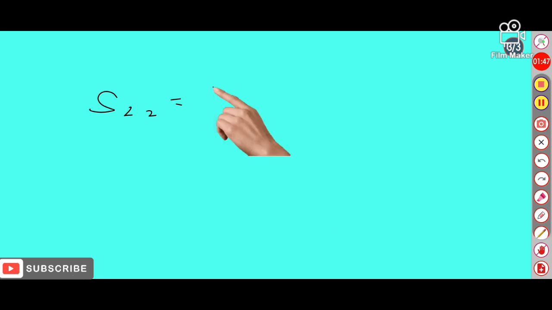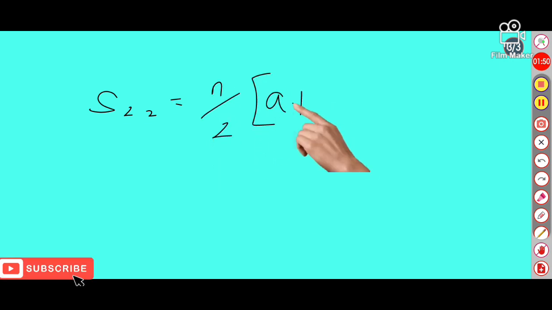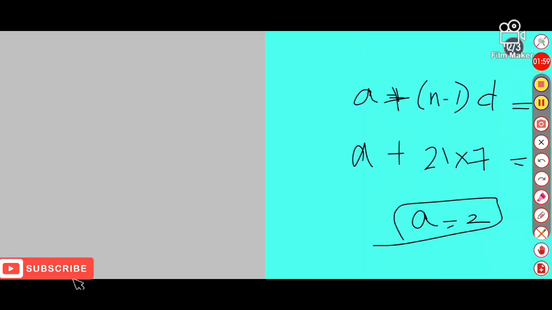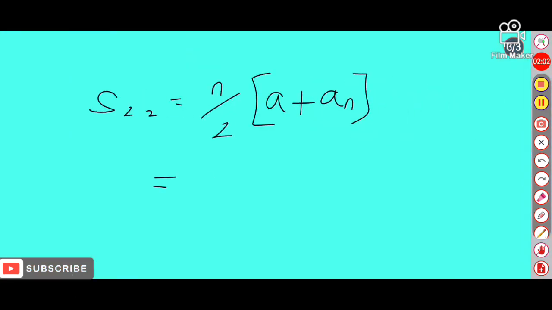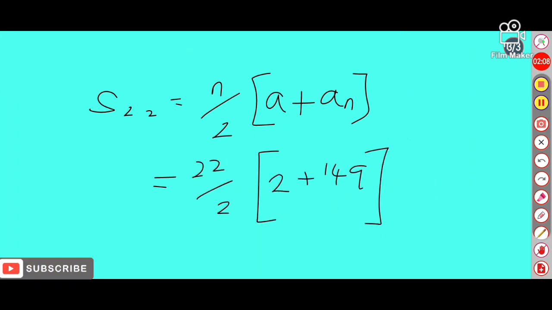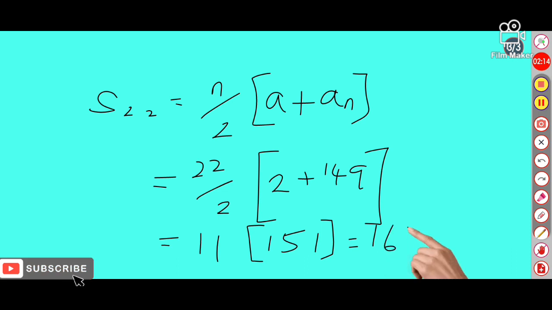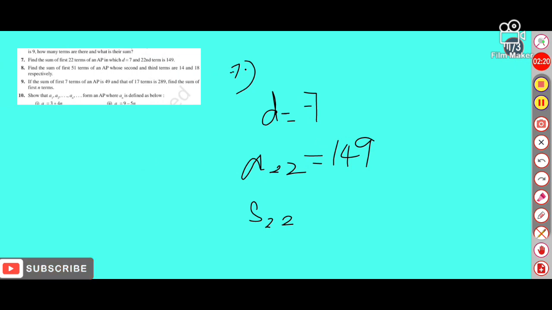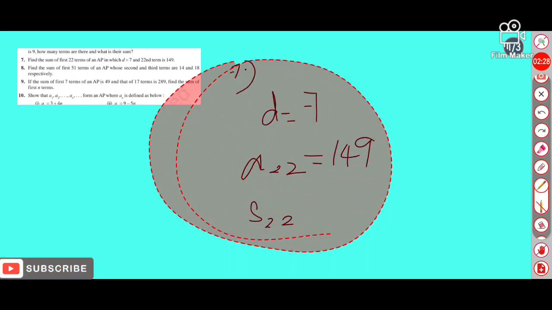S22 equals, by the formula which we saw in the last classes, n by 2 into a plus an, that is 22 by 2 into 2 plus 149. So this gives you 11 into 151, that is equal to 1661, which is the sum of 22 terms of this AP sequence. Such an easy sum, only when you know the formula of this given problem. So this is enough.